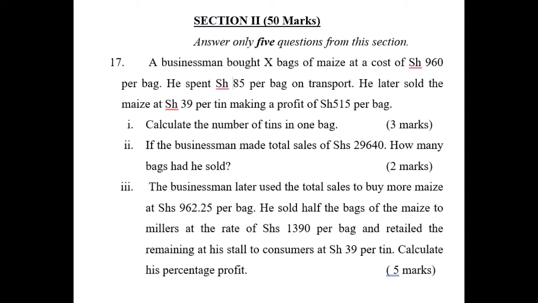Then part 2, if the businessman made a total of 29,640 shillings, how many bags did this businessman sell? Part 3, the businessman later used all the total sales to buy more maize, and the buying price in this case was 962.25 shillings. That's 25 cents. Then he later sold half of the maize, a bag at 1,390 per bag. Then, of course, you proceed.